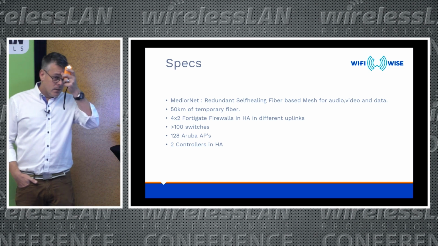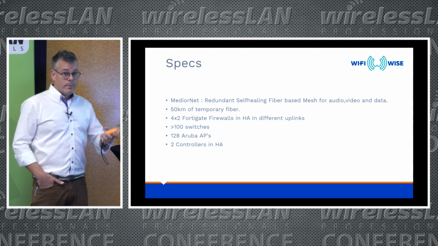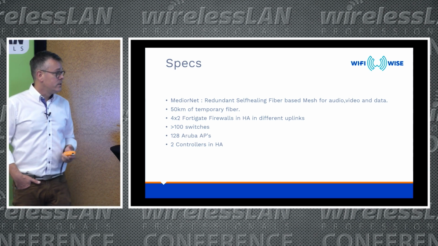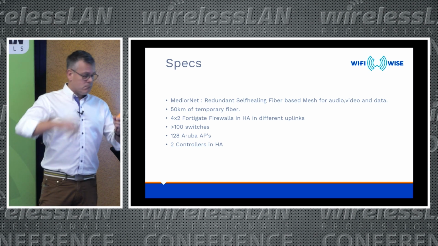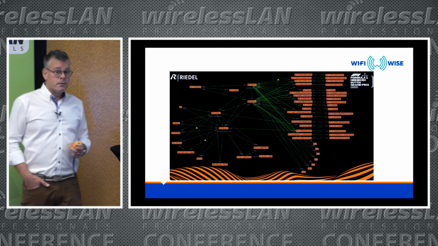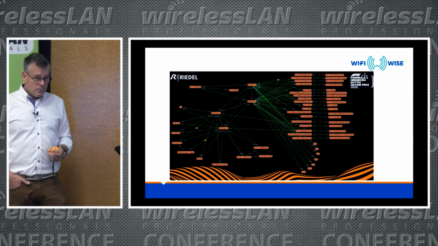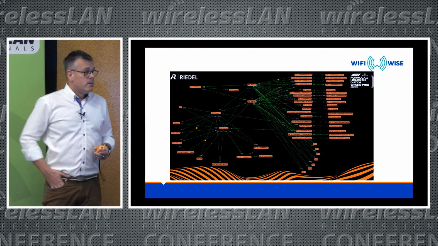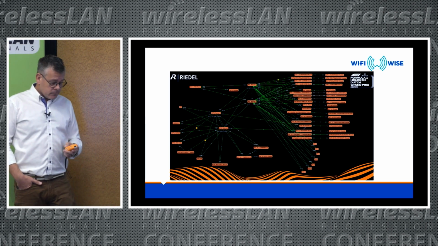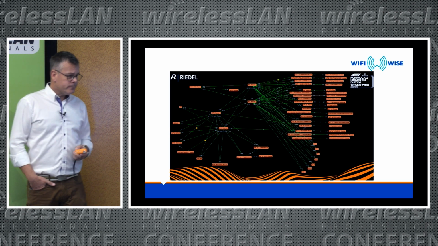And those Aruba APs were controlled by 2 controllers in a high availability setup. And that stuff has to be monitored. So this is a view of the Riedel dashboard, where you can see all the mesh links coming in, making sure that you have a redundant network.